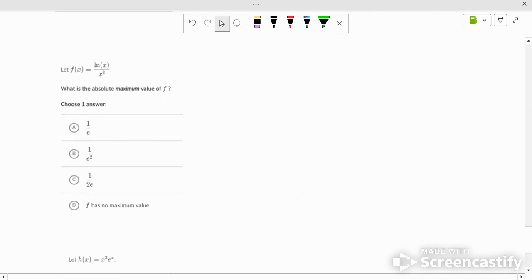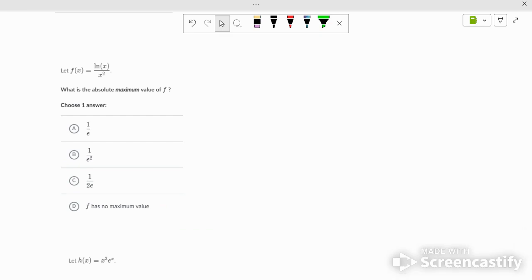Let's do this one. We need to find the absolute maximum of this function. So to find the absolute max, we have to find the first derivative. So the first derivative of this is what rule? Quotient rule.